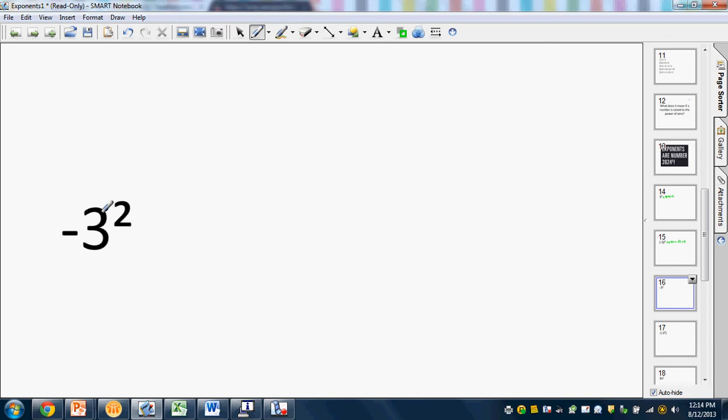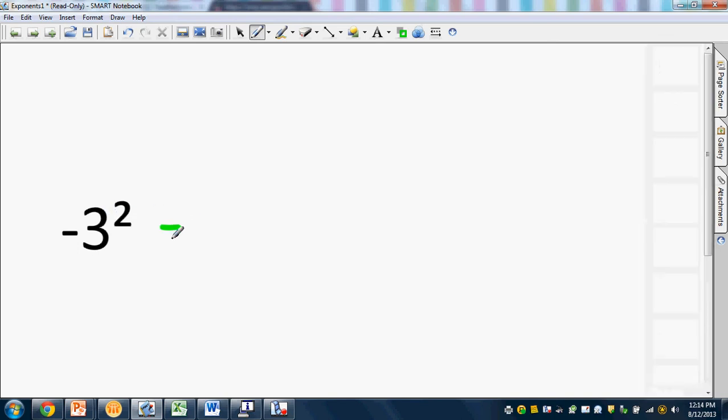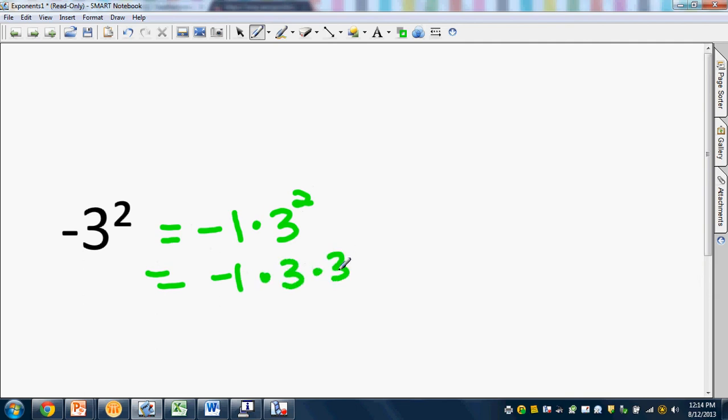For this problem, because the 2 is only with the 3, it is only the 3 that we are squaring. So really, this is the same thing as saying negative 1 times 3 squared. Or if you just see a negative, that's like negative 1. So what we're going to do is square the 3 first. So this is like negative 1 times 3 times 3. Well, 3 times 3 is 9, and then times negative 1 is negative 9.